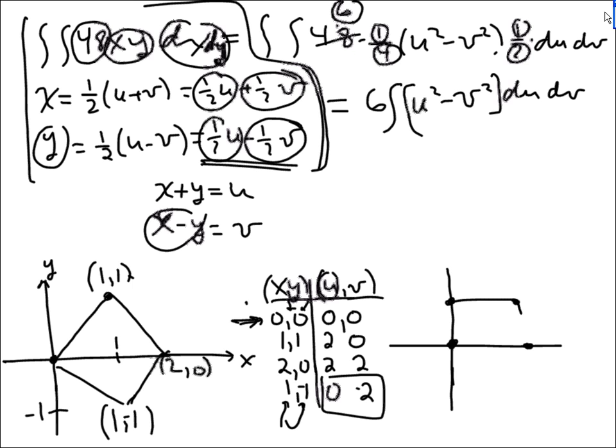Which are these 4 points? 2 and 2. That means u goes from 0 to 2, and v also goes from 0 to 2. The double integral: u goes first, it goes from 0 to 2, and then v takes over and goes from 0 to 2. Now, this integral in front of us is not a bad integral.